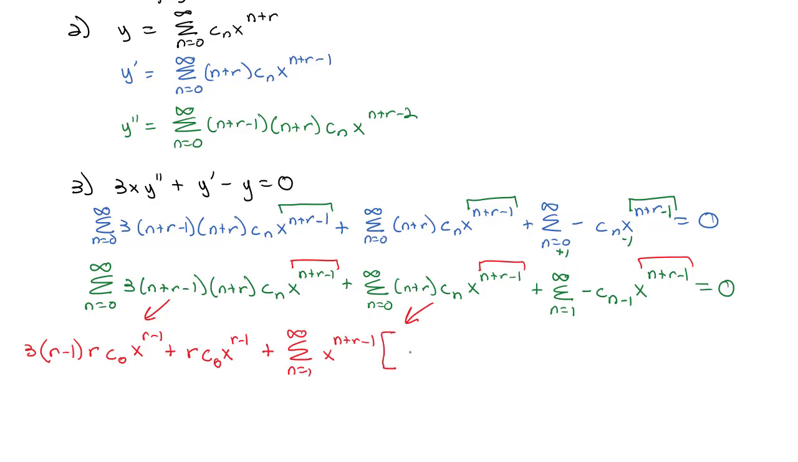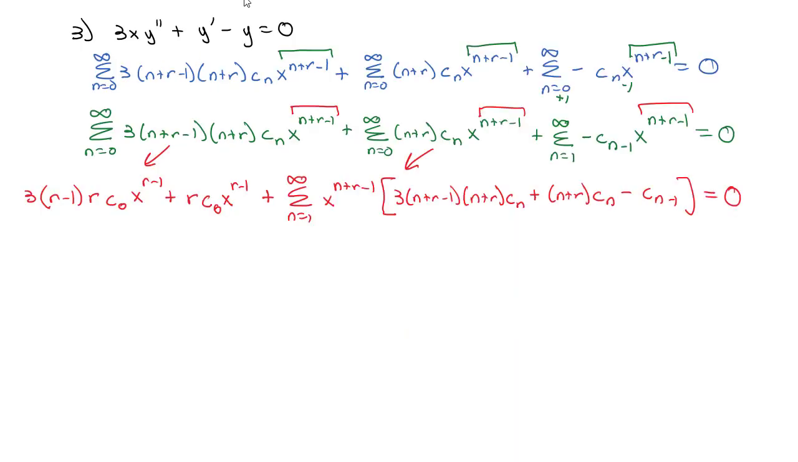And then that leaves behind 3 times n plus r minus 1 times n plus r c sub n plus n plus r c sub n minus c sub n minus 1 equals 0. All right, now we're ready to start solving for our coefficients, just like we did back with power series. Something special, though, is going to happen with the x to the r minus 1 powers.